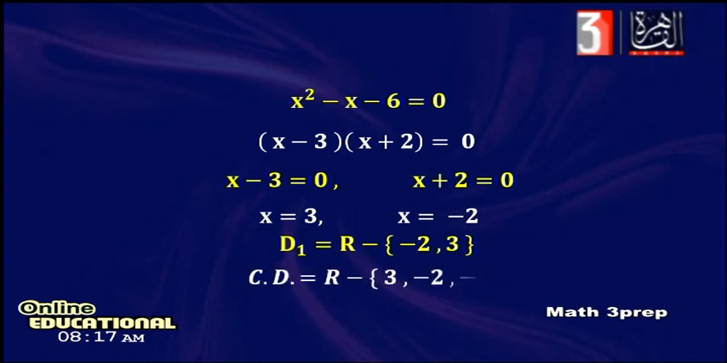What about the common domain? The common domain is R minus the union of the two sets of zeros. So it is R minus {3, negative 2, and negative 1}. Let us have another example.